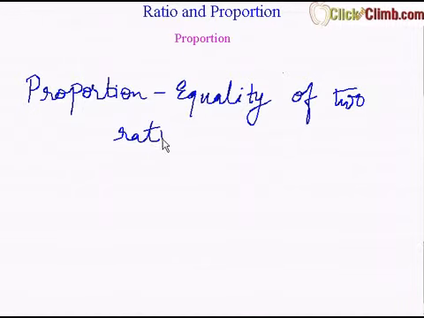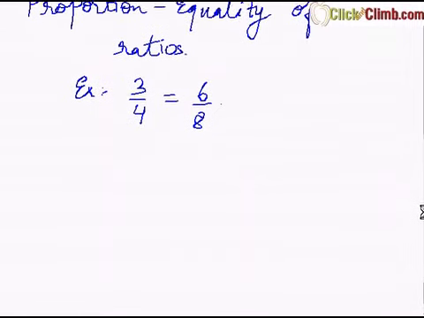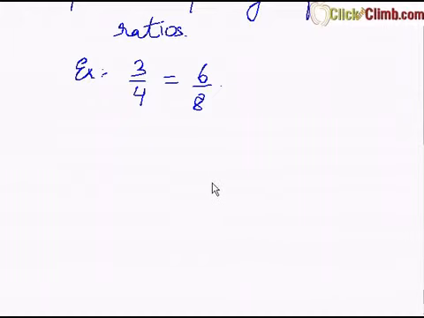So the proportion can be simply defined as the equality of two ratios. Okay, now let us suppose we have an example like 3 over 4 equals 6 over 8. If I write this, that means these four numbers 3, 4, 6 and 8 are in proportion, and we can say that the ratios 3 is to 4 and 6 is to 8 are in a proportion.